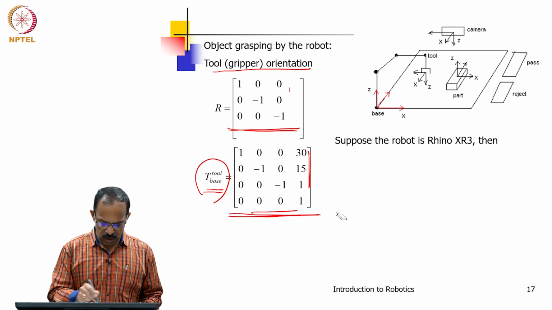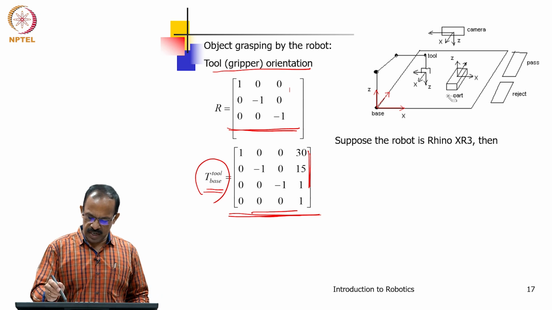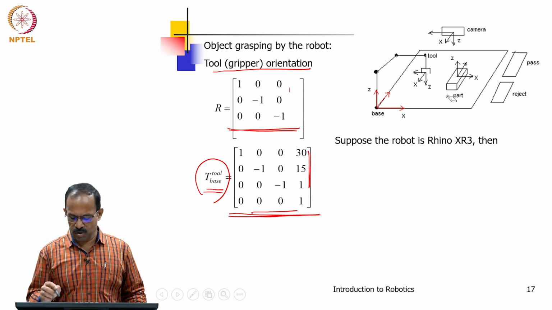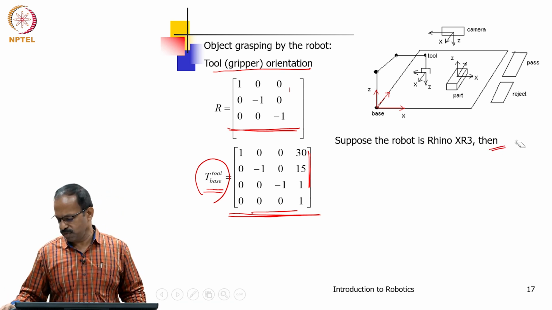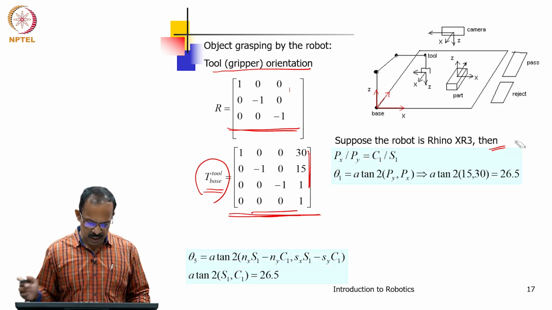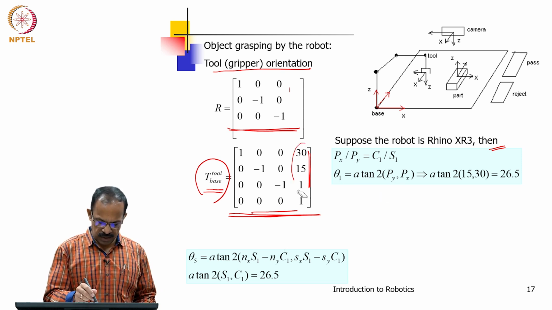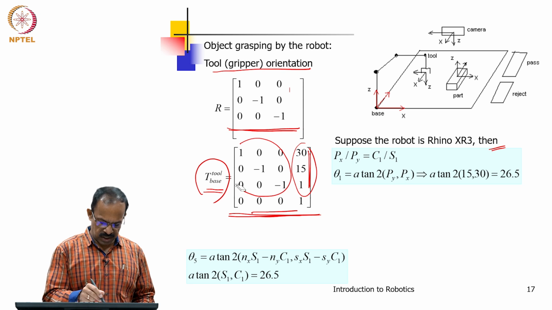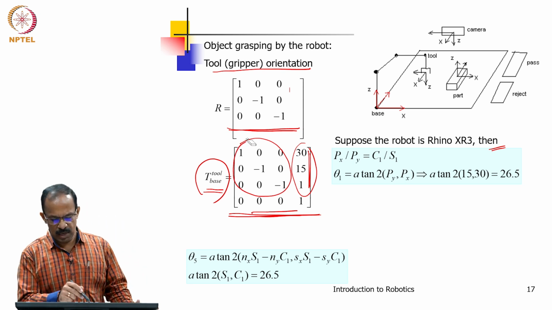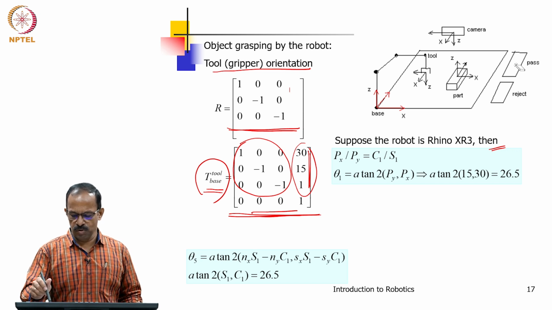This is the tool to base, and if you know the robot configuration, we can use it to do an inverse calculation and find out what the joint angles theta 1, theta 2, theta 3 etc. should be to reach this position and get this orientation. Once that is known, we can move the robot to this position, and then of course continue to place the object here and here.